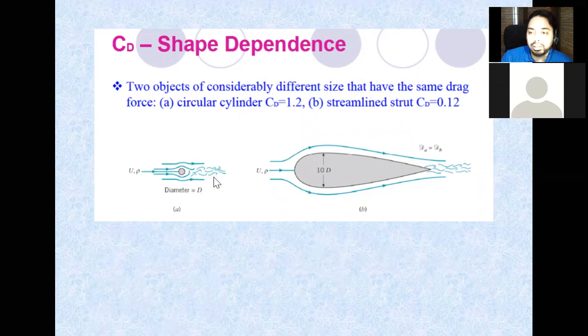That is actually caused by the prolonged attachment, so you delay the separation. Instead of having separation over here, which will cause pressure drag, remember pressure drag is because of the different pressure in front and behind, or upstream and downstream. But over here, you're going to have less pressure drag. So you end up with the same drag force for both shapes, even though they have very different diameters or sizes.